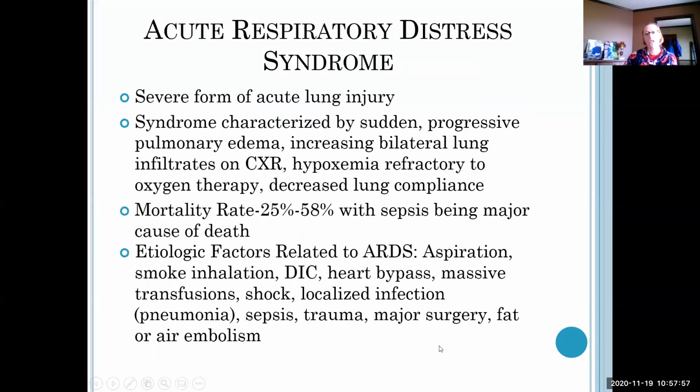And then we have our ARDS, our acute respiratory distress syndrome.